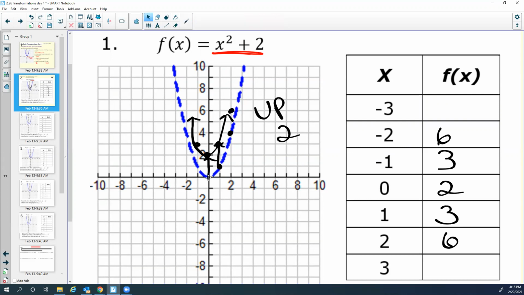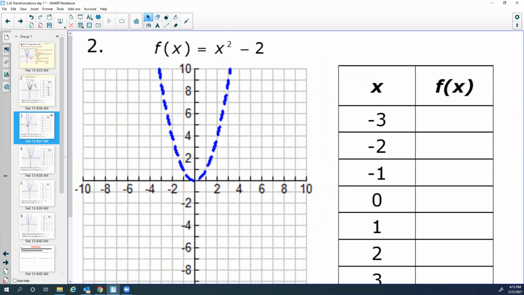All right, let's try another one. This time I have x squared minus 2. What hopefully you already predict is going to happen? Well, if adding means I go up, subtracting is going to make me go down, specifically down 2. So here's my origin. It's going to go down 1, 2. So now I'm at 0, negative 2. I had coordinates of negative 1, 1 and positive 1, 1. They go down 1, 2, down 1, 2, and there you go. You've got 3 points right there.